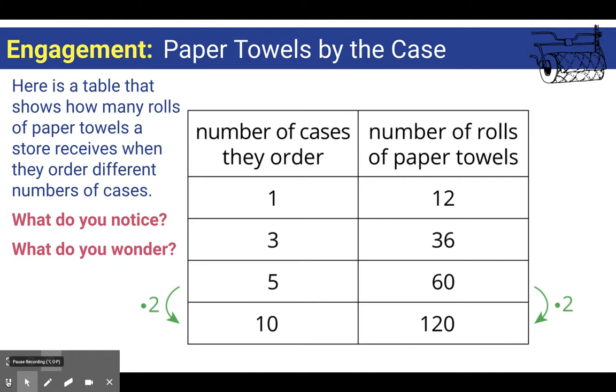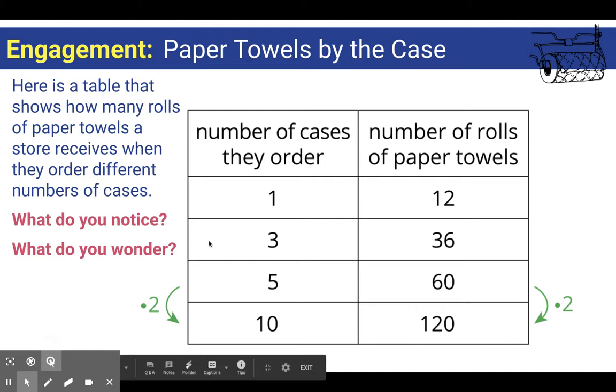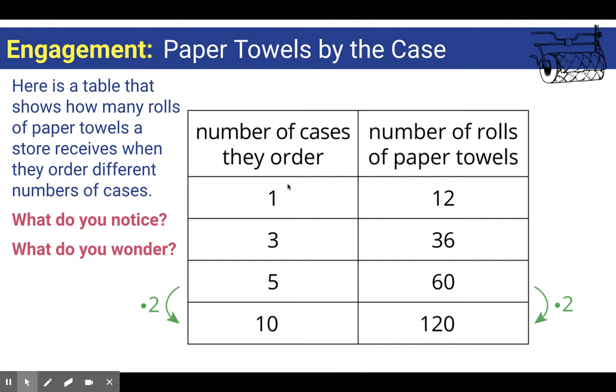So some additional things that you mentioned, hopefully you realize that this table has 2 columns. One title says the number of cases they order. The other column says the number of rolls of paper towels that are in that case. You might have realized that in order to go from one row to another, you multiply the columns by the same number. So for instance, 1 times 12 is 12, 3 times 12 is 36, and 5 times 12 gives me 60.